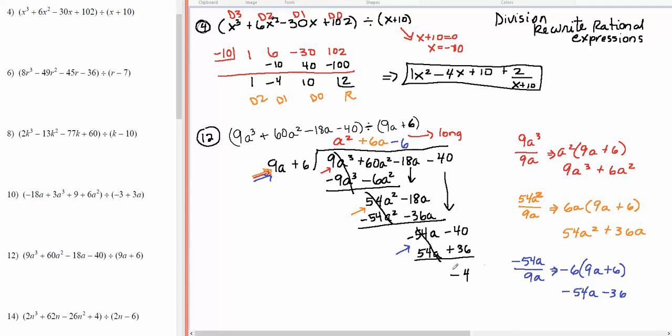Right, so we have a negative 4 left over. So the final answer is going to be this and this. So it's a squared plus 6a minus 6 minus 4 over 9a plus 6.